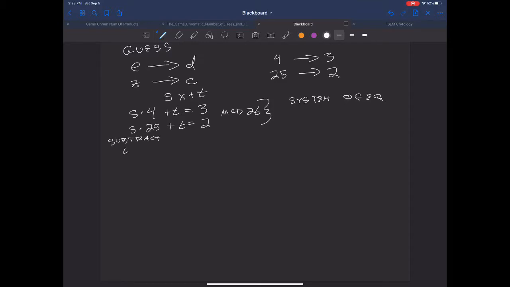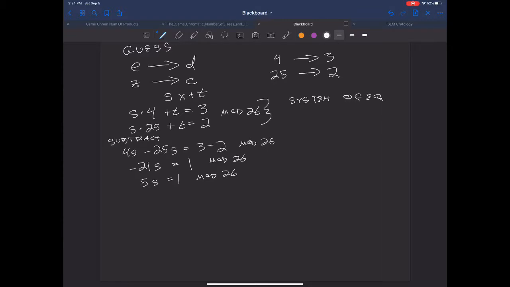So we get 4 times S minus 25 times S is equal to 3 minus 2, mod 26. So 4S minus 25S, that gives me a negative 1S, is equal to 1, mod 26. And now we can go to the calculator on eCrypt and figure out that negative 21, well, that's the same thing as 5S in mod 26.